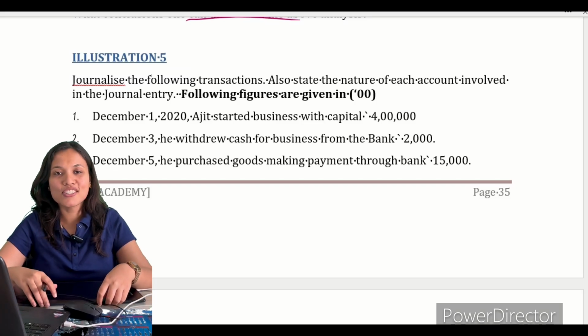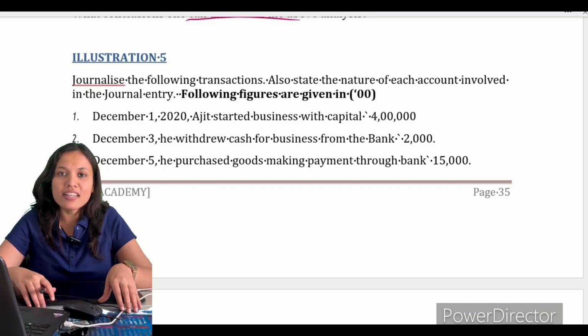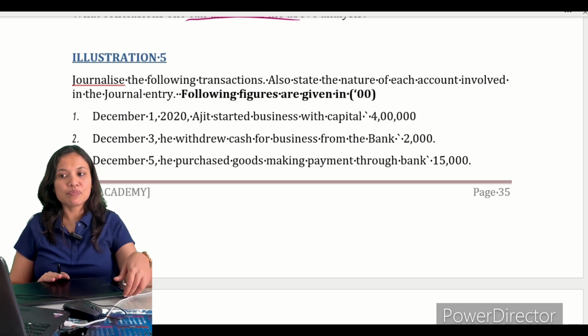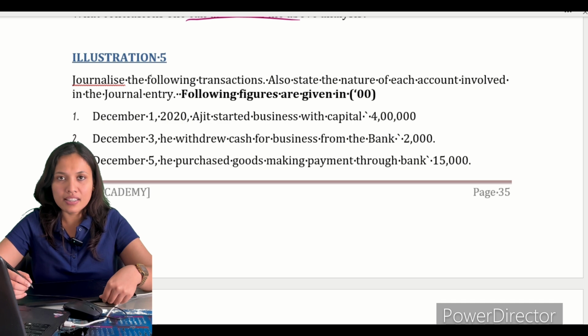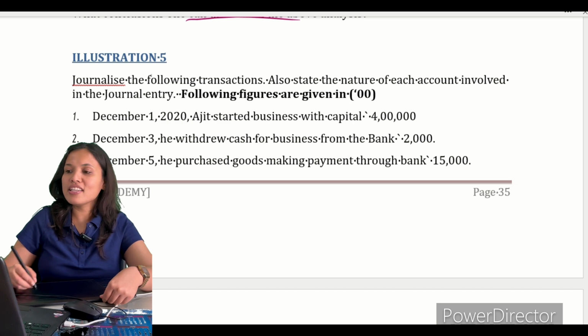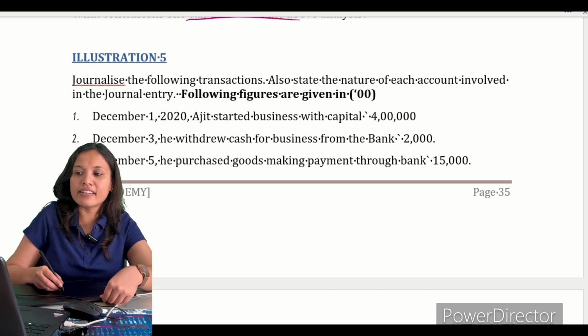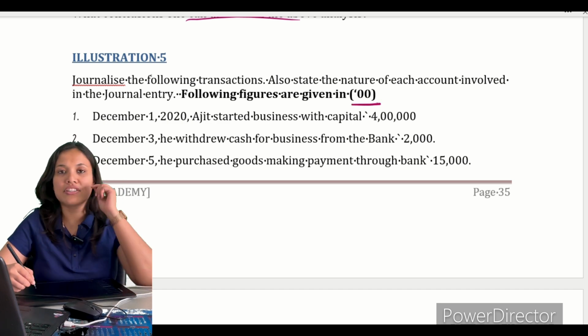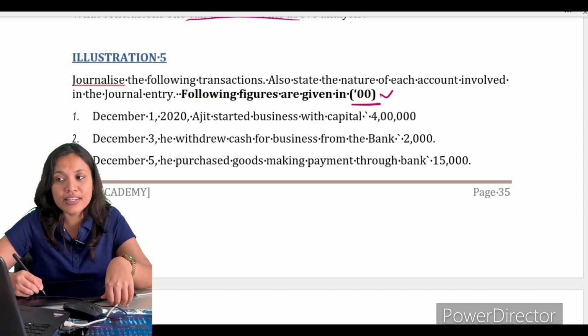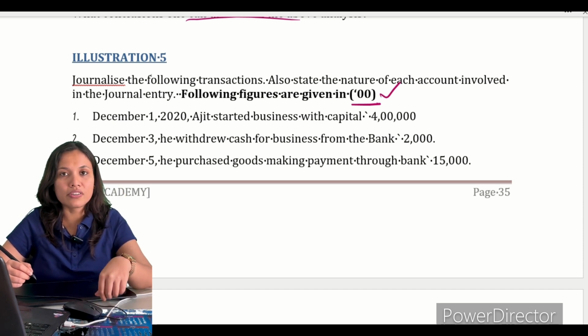Hi guys. So let us start with our chapter 2 unit 1 illustration number 5, that is journal entries problem number 5. Journalize the following transactions, also state the nature of each account involved in the journal entry. Following figures are given in hundreds. As I've already said in the last class, writing this is very important because we should not ignore this.